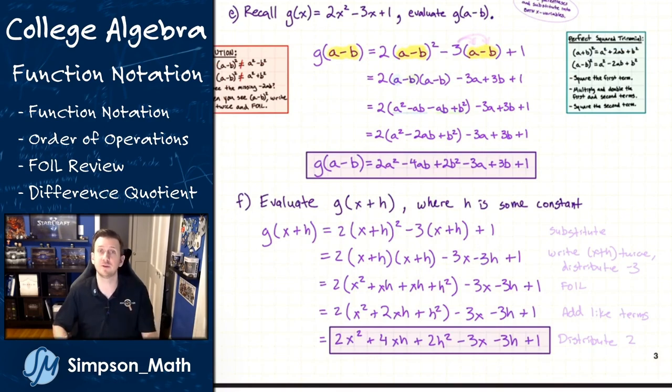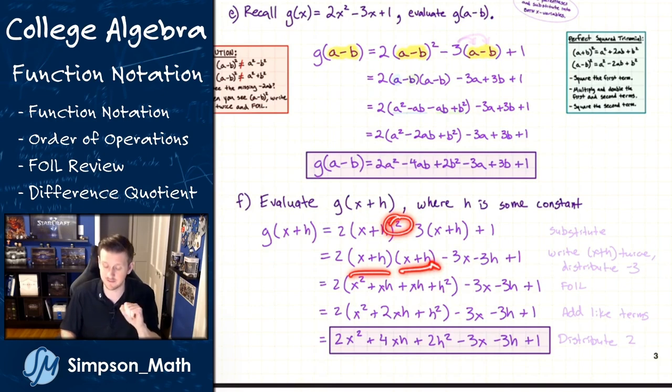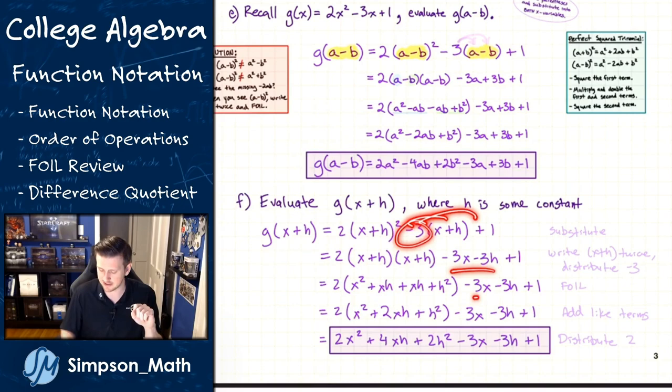It's very similar to what we just did with the a minus b. Might even be easier because it's a plus. So same thing. So x plus h into both x's. Then we square it. That means write it twice. Write it twice. And then FOIL. We end up with two xh's in the middle. So we get x squared plus 2xh plus h squared. Then we multiply them by 2. And then over here we had this negative 3 that we distributed. And that along with the plus 1 followed down. And nothing combined.